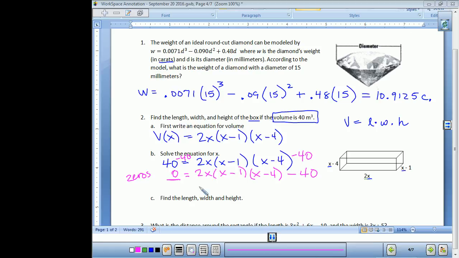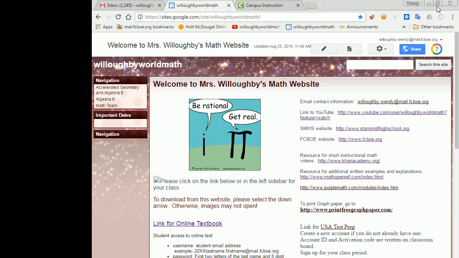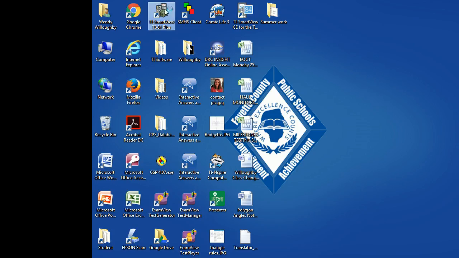Okay, so what we've just done is set up the equation for volume. Then we set it equal to 40 and solved for zeros so that we can use our calculators. I want everybody to take this part of the equation now and plug it in for y1 on your calculator. I'm going to do the same thing when I open up my online calculator.